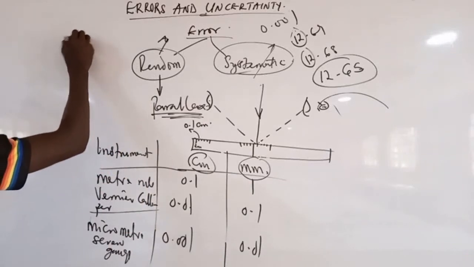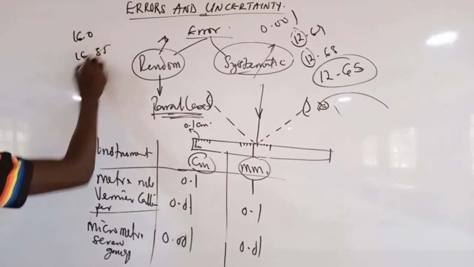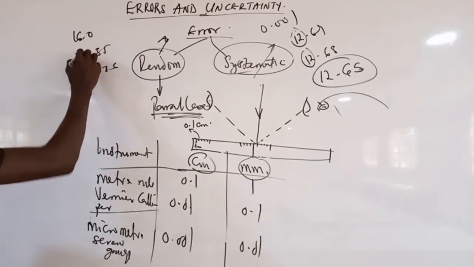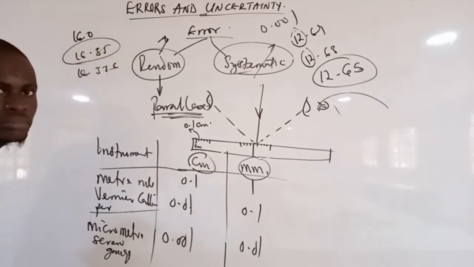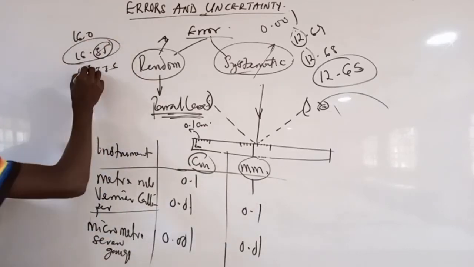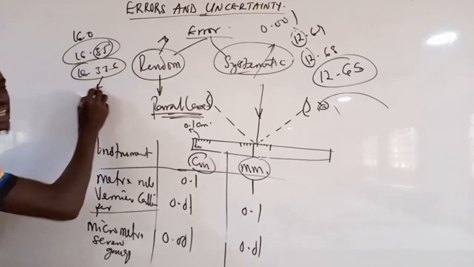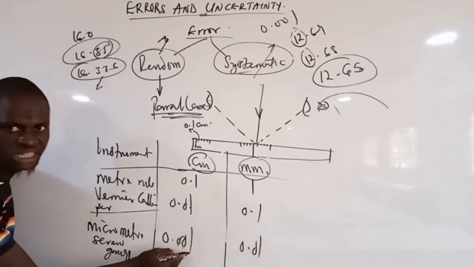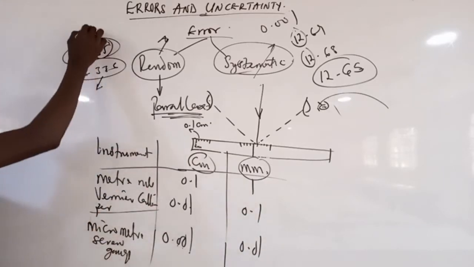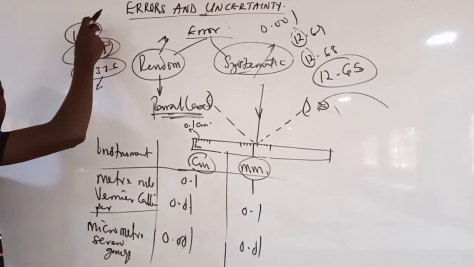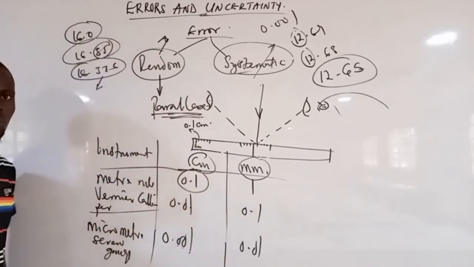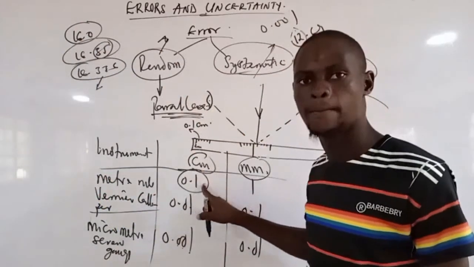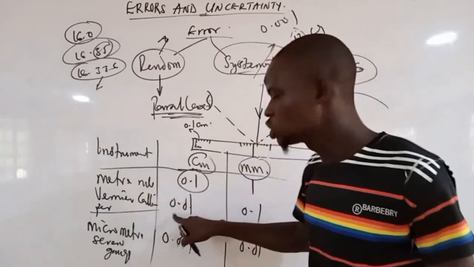I have the following readings: 16.0, 16.35, 16.336. The only reading that is equivalent to a Vernier caliper in centimeter is 16.35. Why? It is 2 decimal places. This one that is 3 decimal places is the reading for a micrometer screw gauge, because we count 1, 2, 3. This reading here is the reading for a meter rule. The reading of a meter rule should be in 1 decimal place. The reading of a Vernier caliper should be in 2 decimal places.